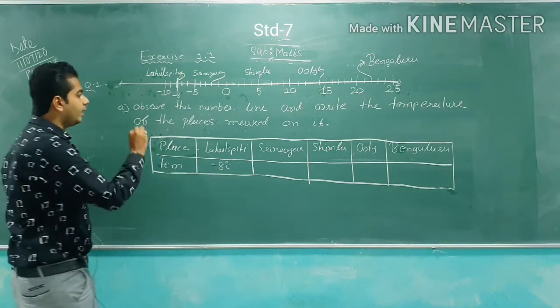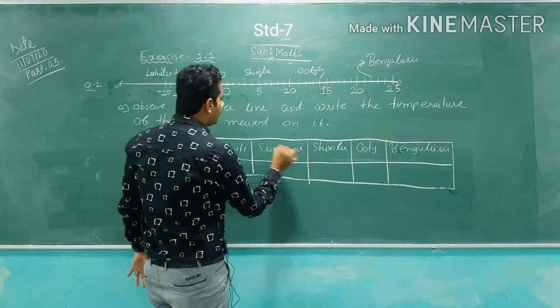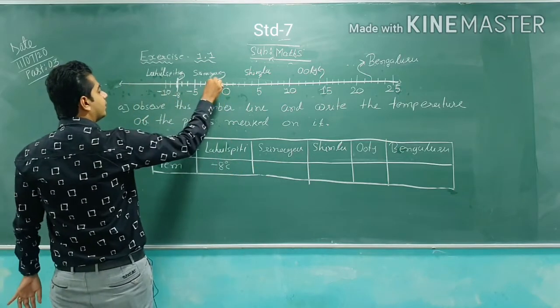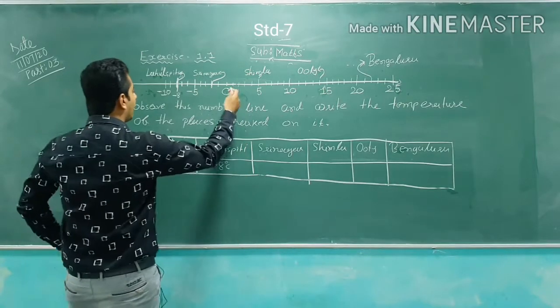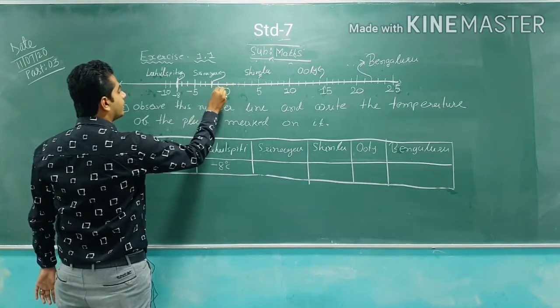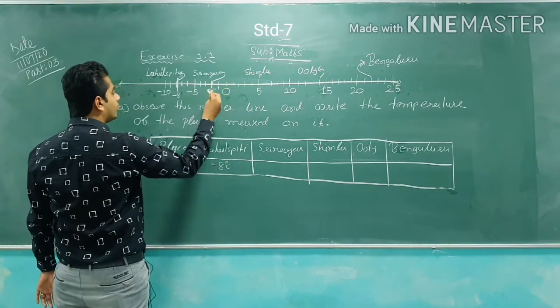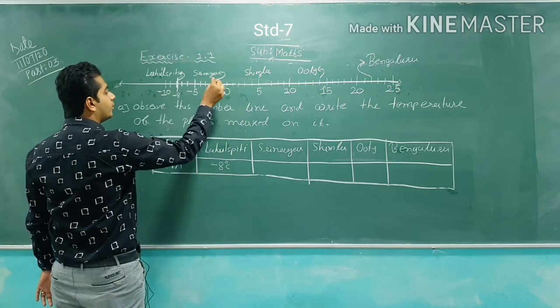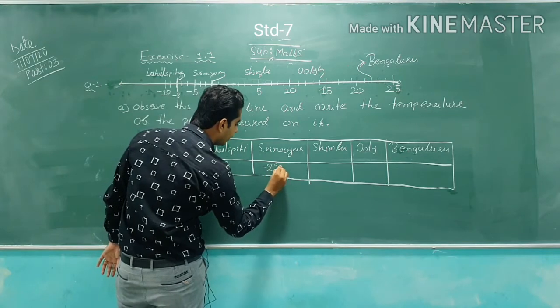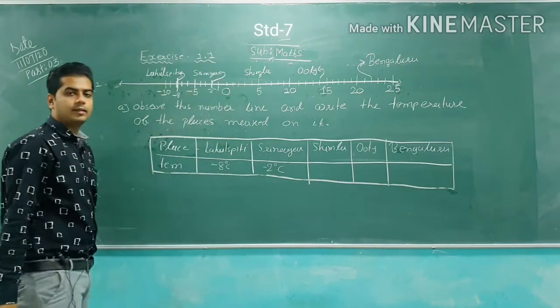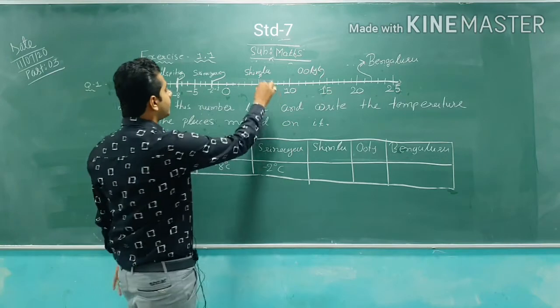Right? Now Srinagar, where is Srinagar? It is here. Now the temperature of Srinagar: count after 0, -1 and -2. So this point is on -2. So what is the temperature of Srinagar? -2 degrees Celsius. Easy.